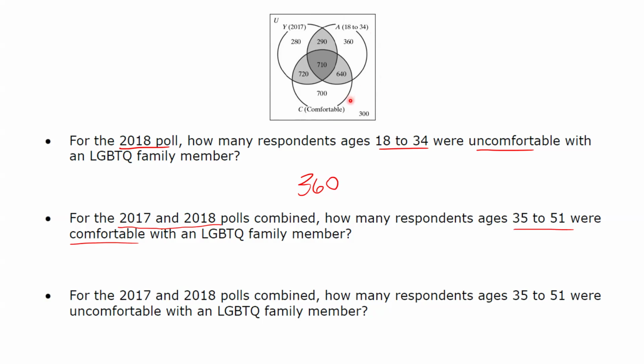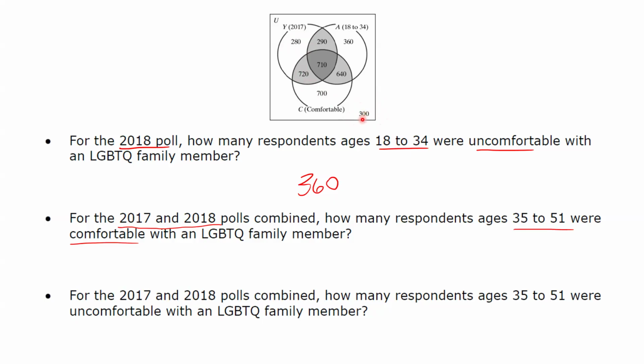Okay. So now we want to know how many respondents ages 35 to 51. Okay, so that means we are going to eliminate the values that are inside the 18 to 34 because we want values for ages between 35 and 51. So that leaves us with 280, 720, 700, and 300.